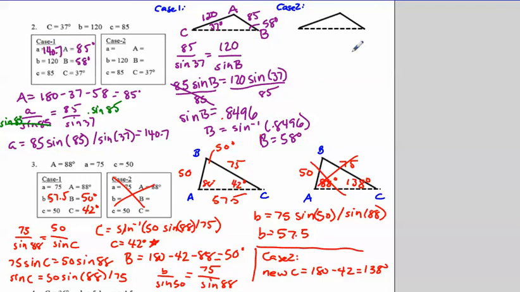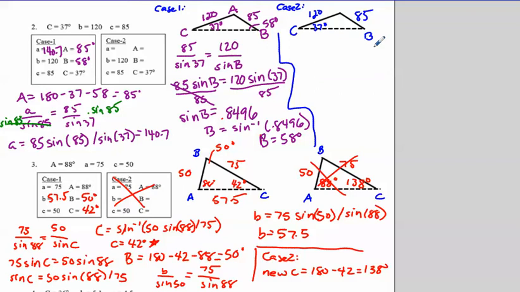Okay, so let's change color for case 2 over here. Now we're not sure we have a case 2, but we're going to try to find out if we do. The same initial information applies. I still have angle C, which is 37 degrees. I still have side C, which is 85. And then I still have side B, which is 120. And that would make this my angle B over here.